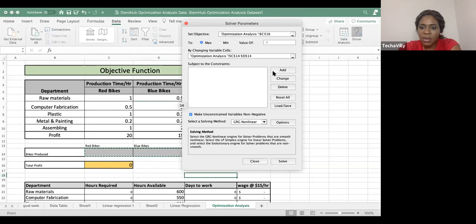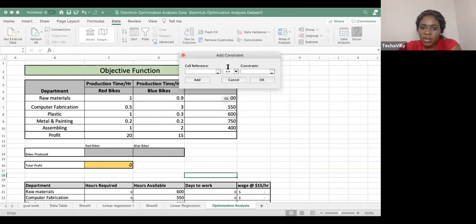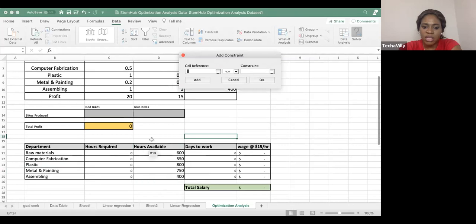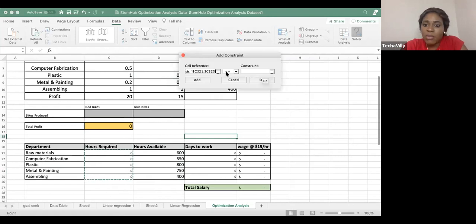Once you do that, we're going to go to add constraints. We already put in our changing cells. So what are the constraints? Remember, our constraint is the available hours that we have. And we want to know the total number of hours that we are going to be producing. So for the first cell, we are going to pick the total number of hours that we require. It must be less than or equal to our total available hours. Whatever we are getting must not be more than our capacity.